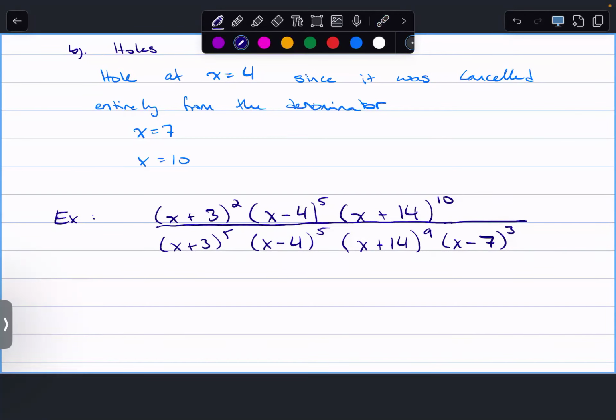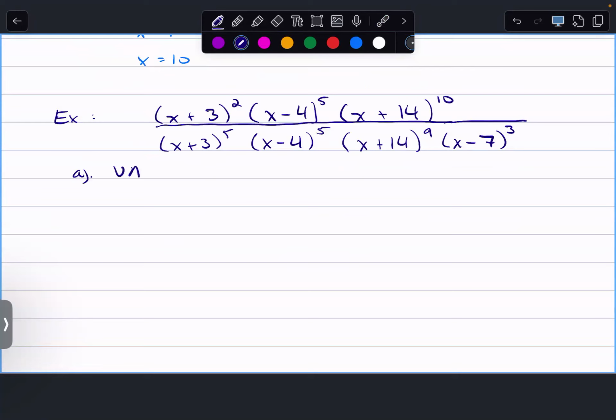So first thing you want to do, if you're trying to find the vertical asymptotes, is go through and cancel, and then of course you have to find the holes. You're going to cancel and simplify all the like bases, and they'll be stacked on top of each other. So here, (x+3)^2 over (x+3)^5. The (x+3)^2 goes away, and the 5 becomes 5 minus 2, which is 3.